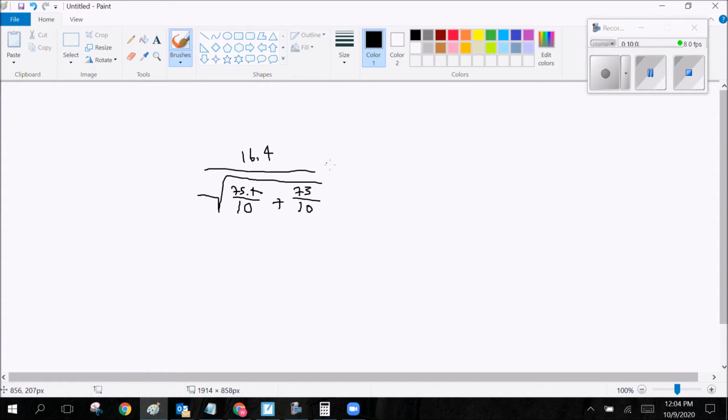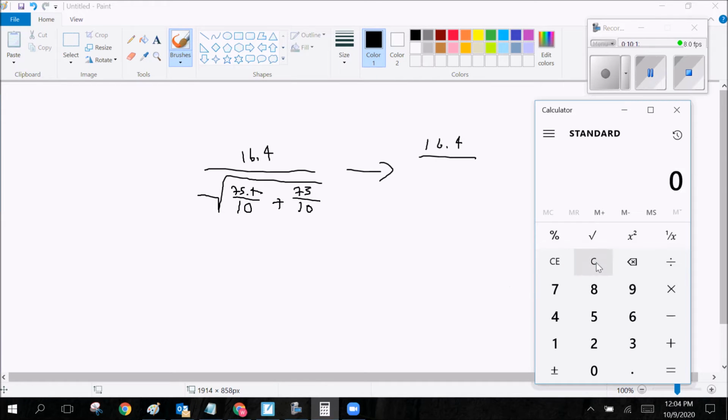Now I'm going to do some more calculations here. So that's going to equal 16.4 over, and let's see what these are. Well, actually I can do this in my head. 75.4 divided by 10 is 7.54. 73 divided by 10 is 7.3. So I'm just going to have 7.54 plus 7.3, which is 14.84.